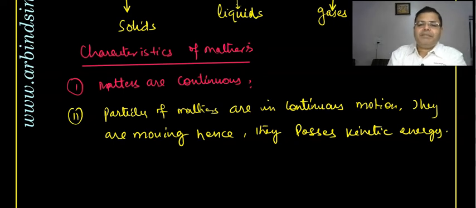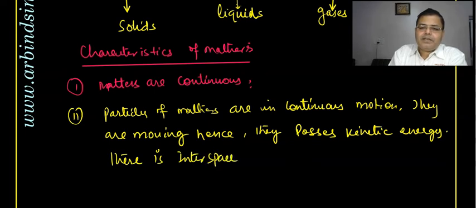This is one of the basic things, how much space there is between two particles. So moving means there is a space that is called interspace between particles. Interspace between particles. Inter means between two particles, intra means inside. Interspace between two particles. Right? Between two particles.